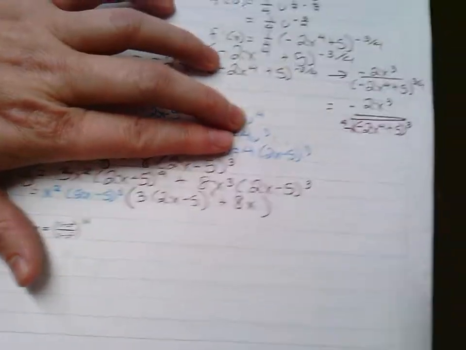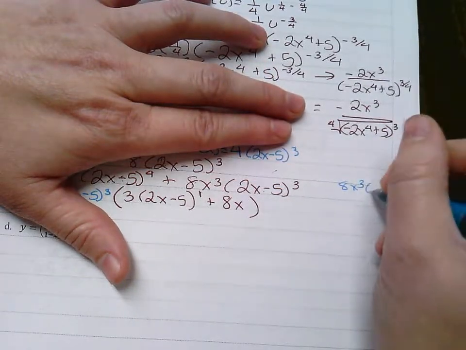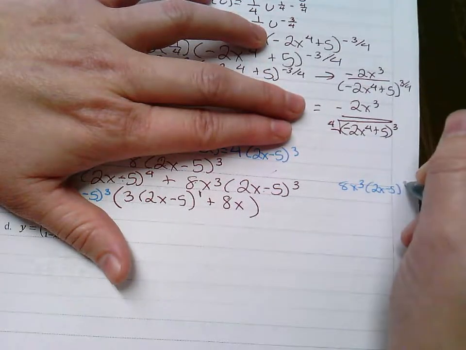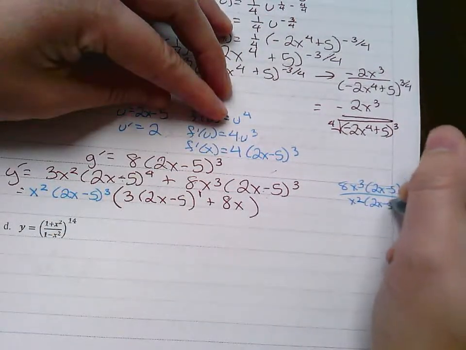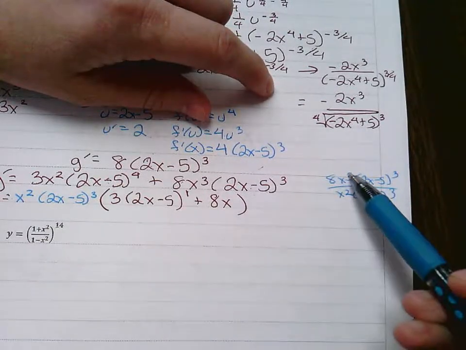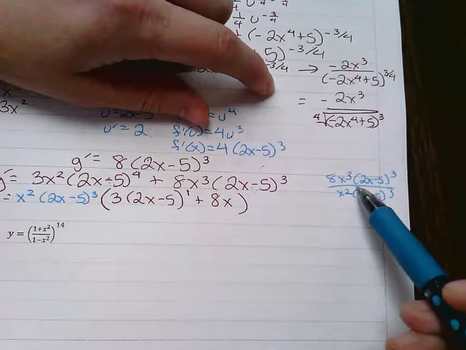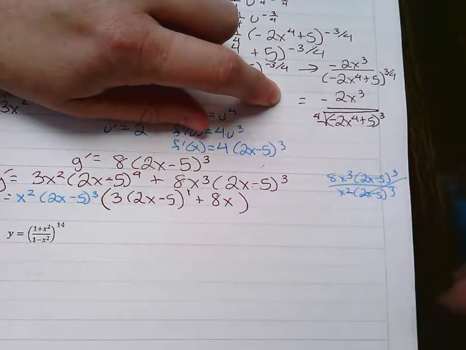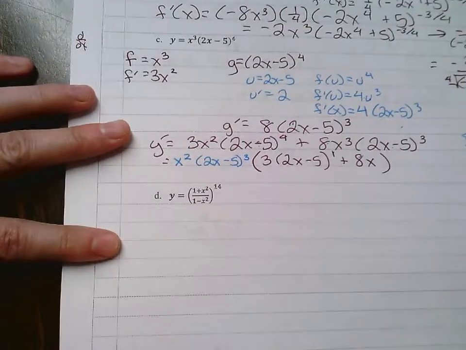I'll put a little thing over here. It's going to look like this. So you have 8x cubed, (2x minus 5) cubed, over, here's the greatest common factor, (2x minus 5) cubed. Okay, 8x cubed divided by x squared is x, and then (2x minus 5) cubed gets crossed out and equals 1. Okay, simplify it a little bit more.